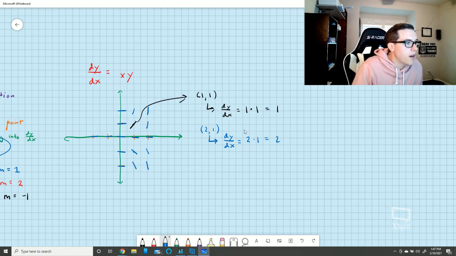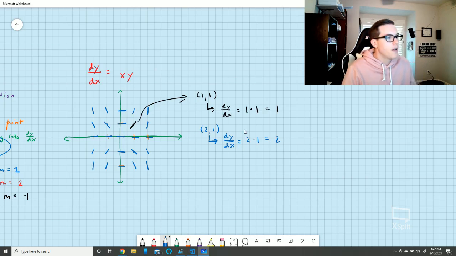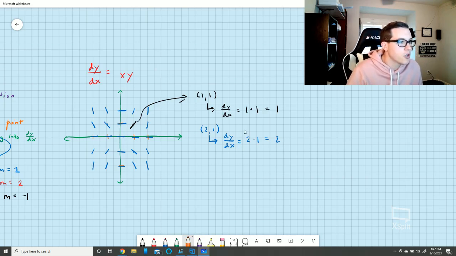In the other direction, right here, we have (-1, 1), which is a -1 slope. Here we have -2, -4, -2. Here we have a +1 again because it's -1 times -1, then +2, +2, +4. Okay, so let's sketch a solution curve through something.